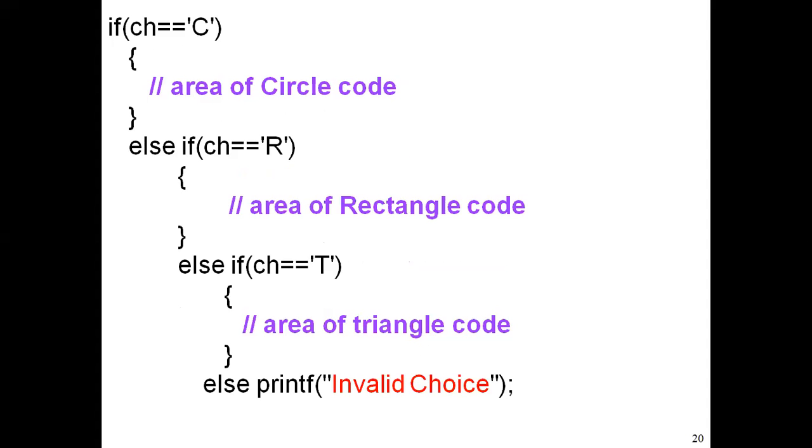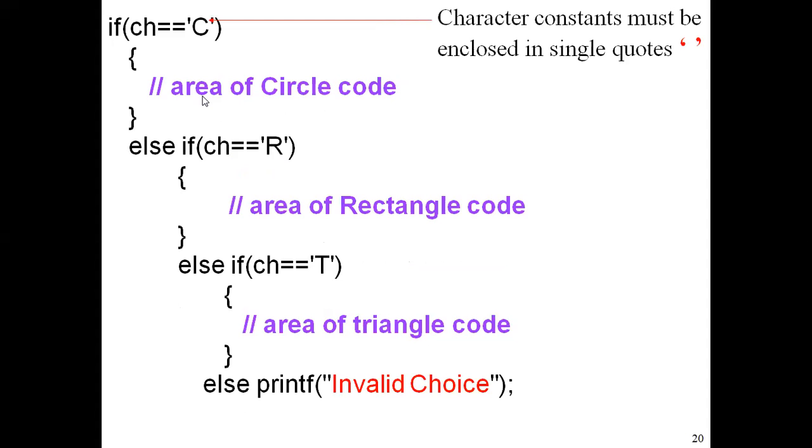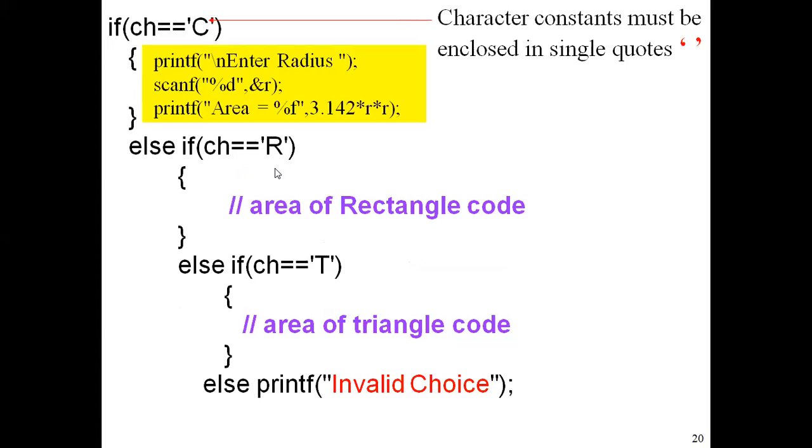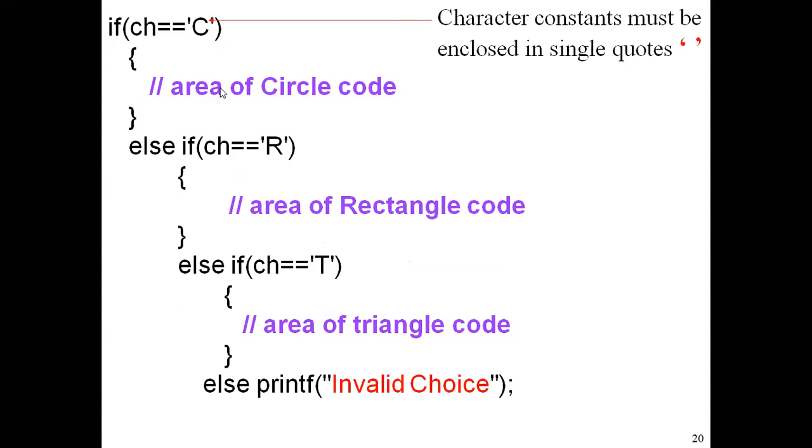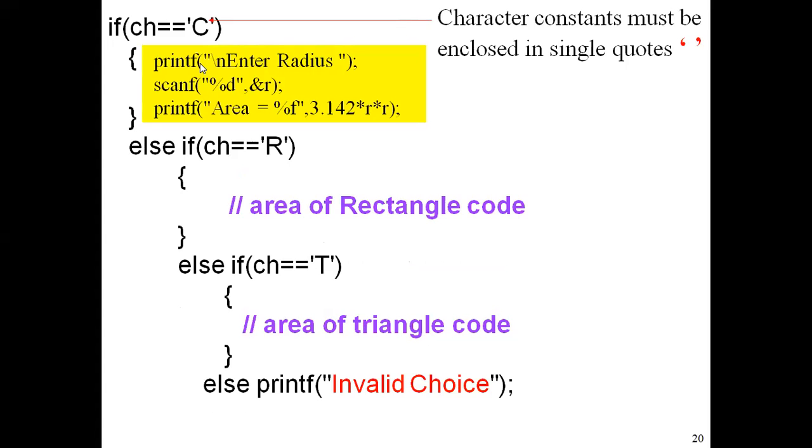Okay, now let's focus on the main part. So if, see, I already mentioned this: character constant, single quotes. So if choice is C, how to find area of circle? I've just taken the previous code as it is. Printf enter radius, scanf %d, store that radius in R, area equal to %f, because the number is a fraction. If you remember, 3.142 into R, that's pi R square. Value of pi is 3.142.